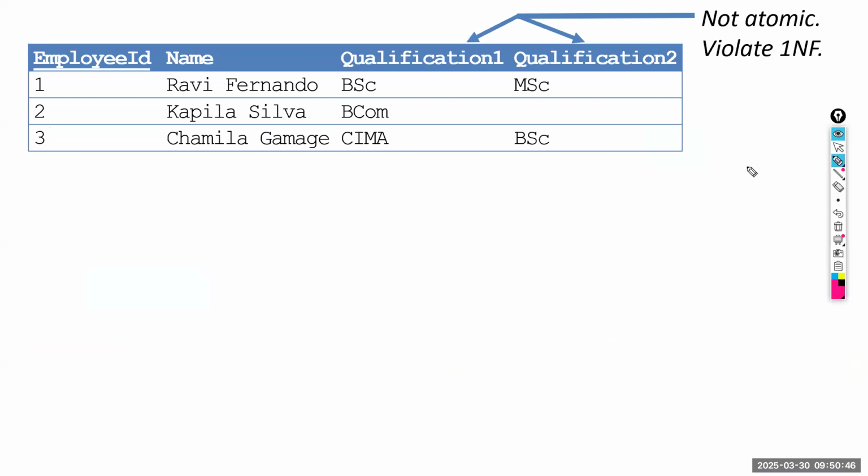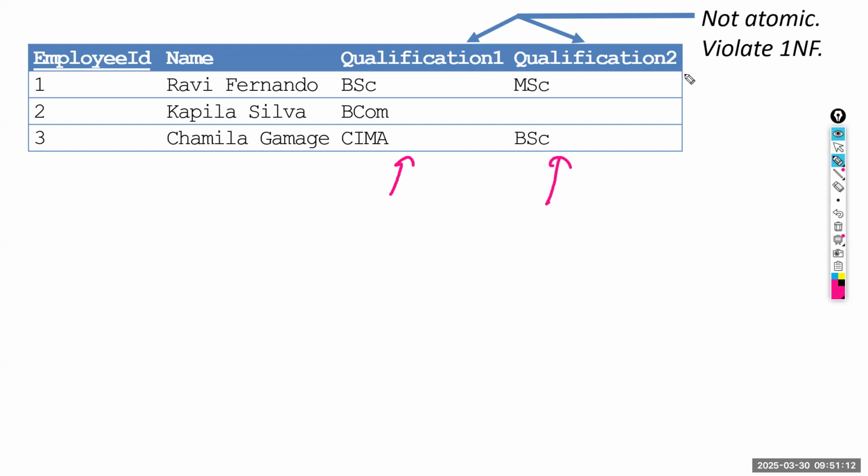So someone has designed it like this: qualification 1, qualification 2. Now someone will say, okay, one qualification at a time, so this is atomic. But actually this is not a solution. This is a false solution. Why? For one, if someone has 3 qualifications, now you are in trouble.